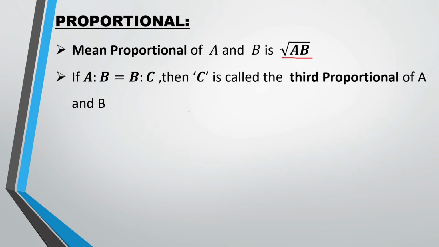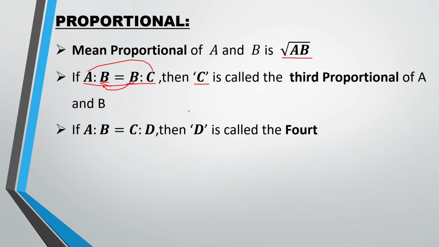They have given A is to B is equal to B is to C, then C will be the third proportional of A and B. Here if you observe, these two are means and these two are extremes. Extremes are A and C, and the means are both the same, B, B here. So in third proportional, the means will be the same. And if A is to B is equal to C is to D, then D is called the fourth proportional to A, B and C. So here the ratio is A is to B is equal to C is to D, then D will be the fourth proportional.